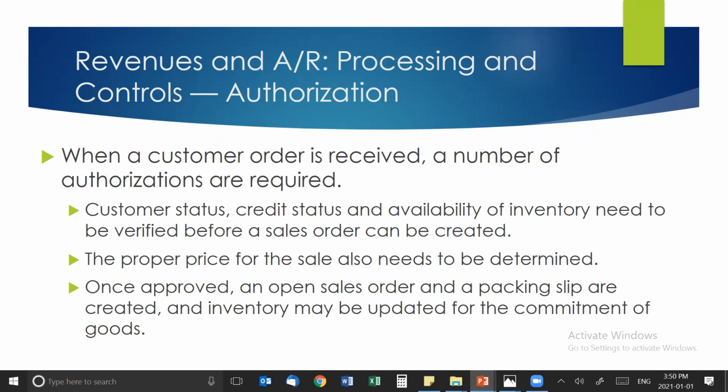Once approved, there should be a sales order and a packing slip, and inventory may be updated for the commitment of the goods, right? So you shouldn't keep the inventory as available inventory that can be sold to somebody else if you've already opened a sales order for that person. So somebody will have to show that the inventory is being used for a sales order.